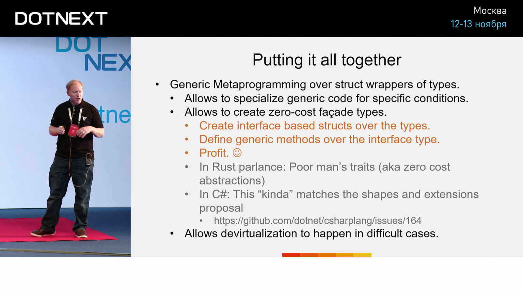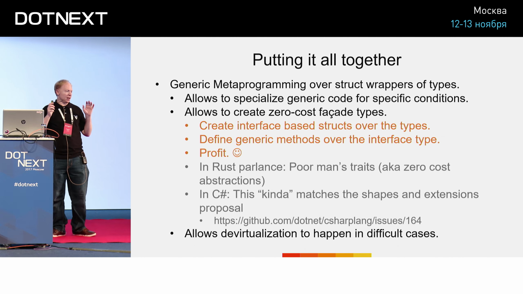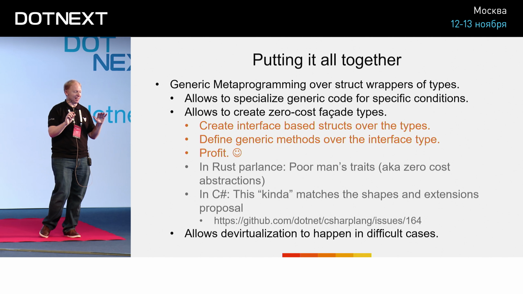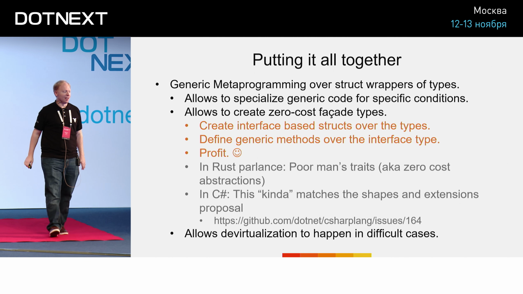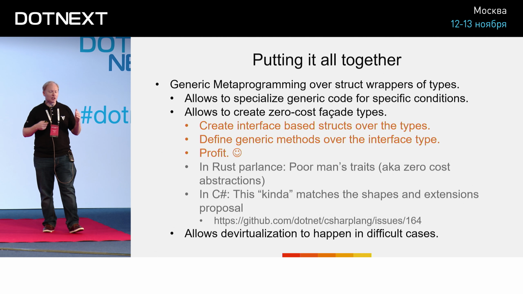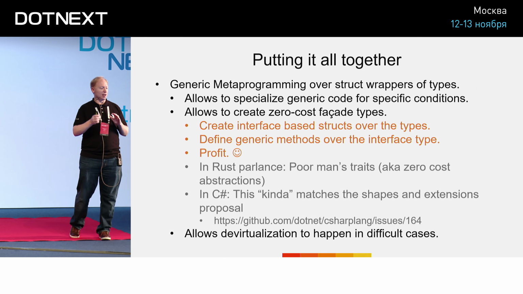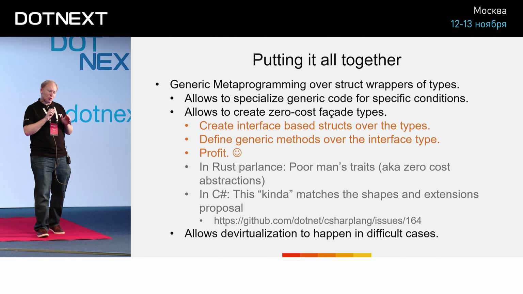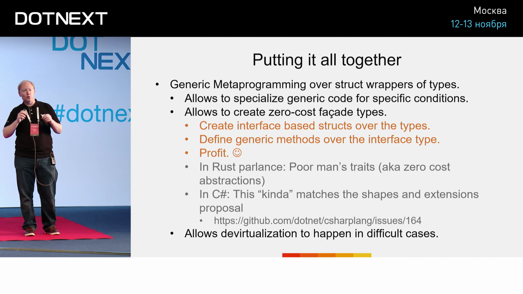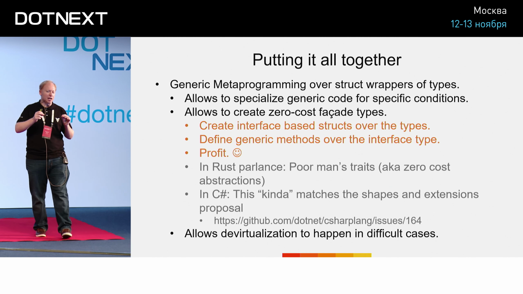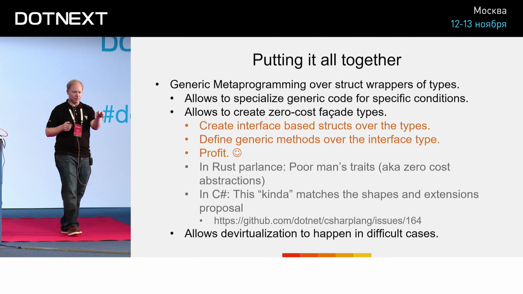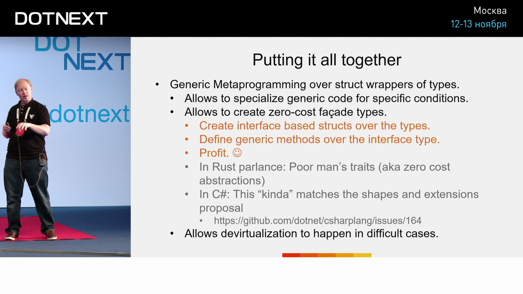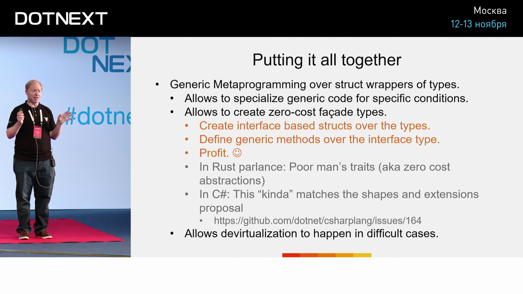So, putting it all together, we are talking about generic metaprogramming using struct wrappers of types. You can do lots of crazy stuff here. In fact, whenever you find a technique that I didn't talk about, please email me, because this is interesting stuff. There are some ideas in the C-sharp committee that they are looking at. More or less, they're defining something called shapes and extensions. But when you look under the covers at how they intend to implement it, it looks exactly like this very same thing, but baked into the C-sharp language itself. So it's allowing this idiom straight into the language, which now looks like a different language, not C-sharp.